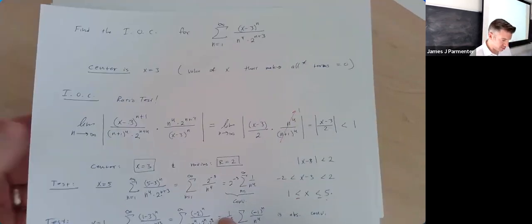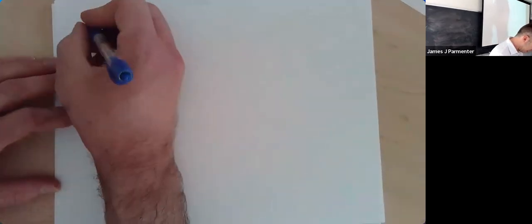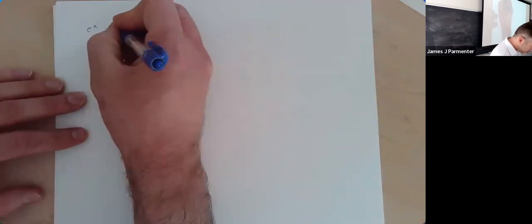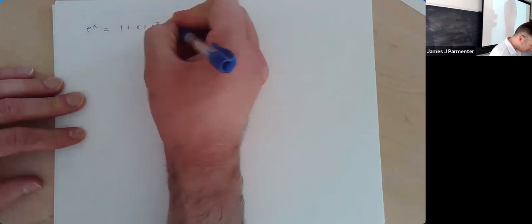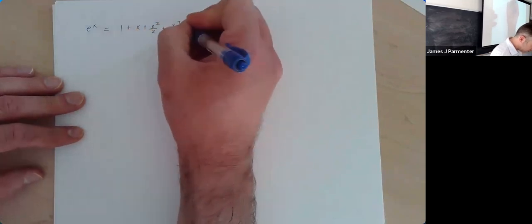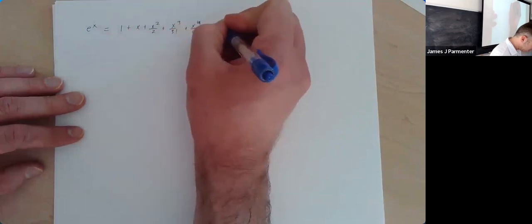I'll take one more quick example, just because I feel like I owe you one more example. But let's look at e to the x. Even though it's not a function that looks like 1 over 1 minus something, e to the x is probably the most commonly known Taylor series, Maclaurin series, whatever you want to call it. And it's equal to 1 plus x plus x squared over 2 factorial plus x cubed over 3 factorial plus x to the 4th over 4 factorial, and so on and so on and so on.